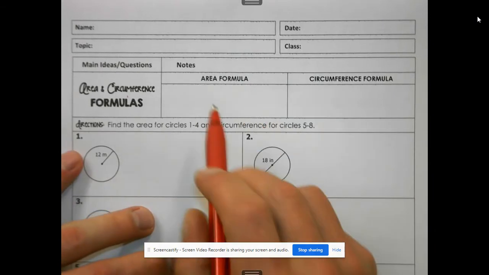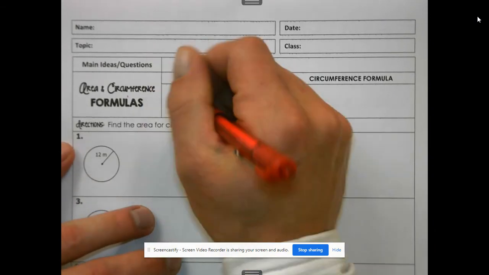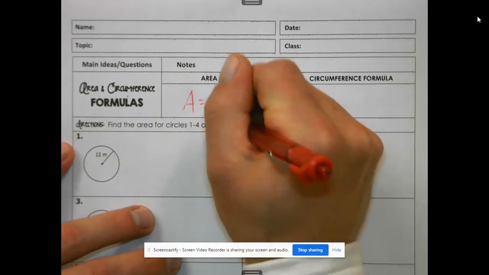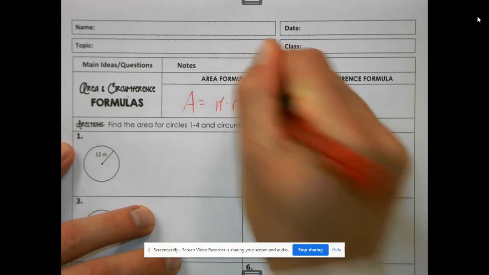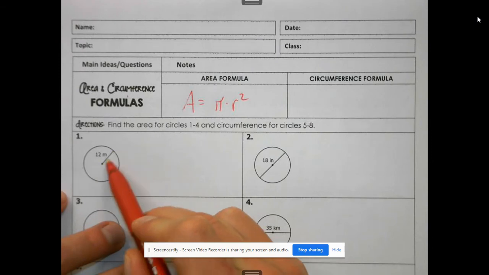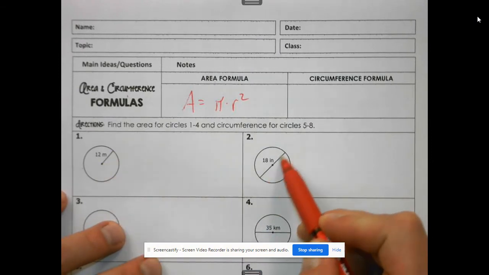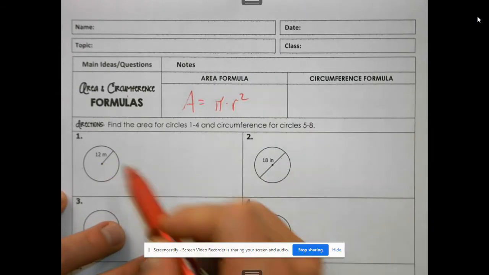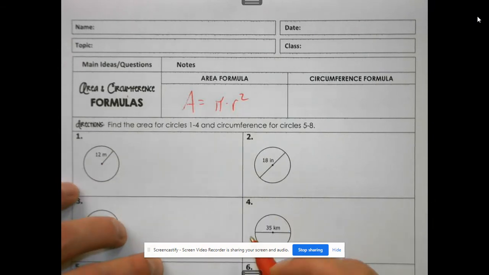All right, guys, area formula for a circle is area equals pi times radius squared. Remember, r stands for radius. That's just half a circle, right? So this would be your radius. This would be considered a diameter. Diameters go all the way across. A radius goes only halfway across.